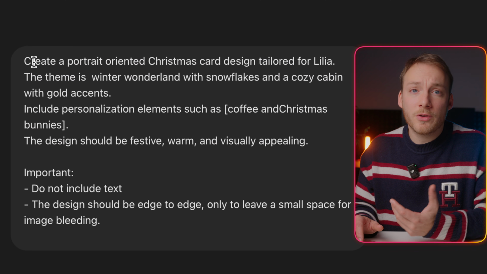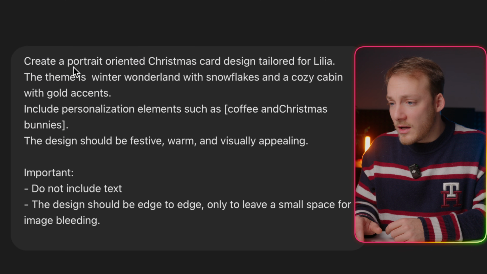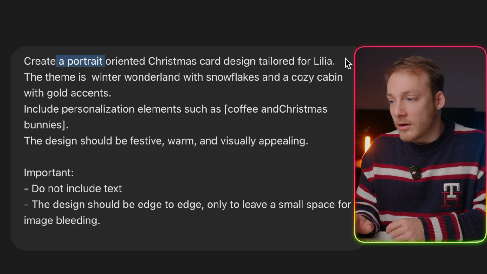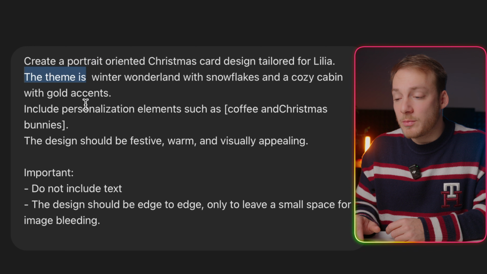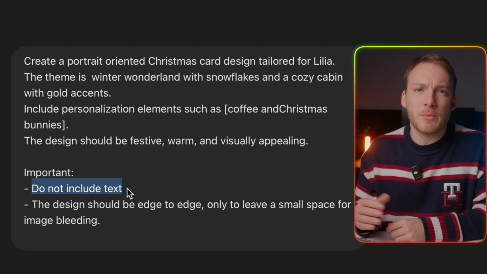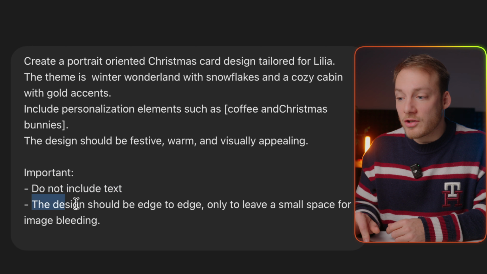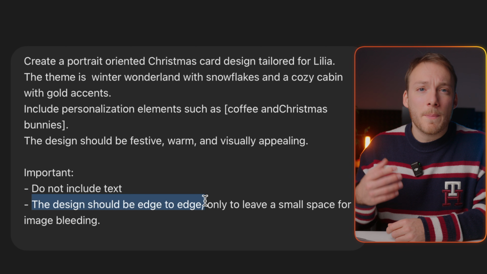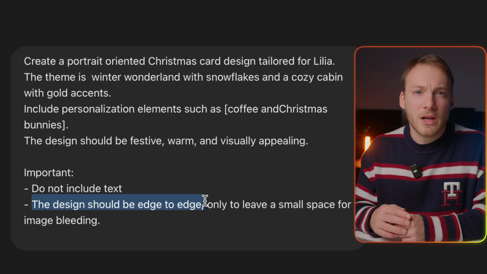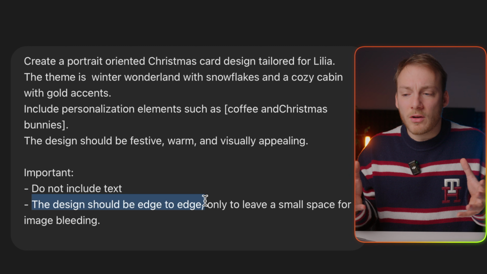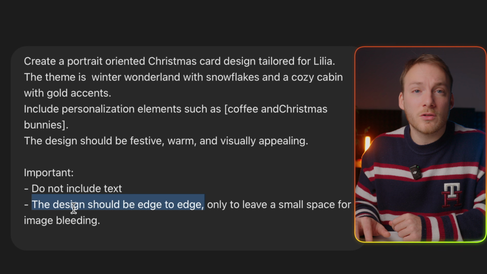And when we look at the prompt, you can change it in order how you like it. So instead of portrait, you can use landscape and you'll tailor this for another specific person. You can mention the theme of the card and specific elements that need to be included. But what is important, I always say do not include text because I still feel that ChatGPT is not really good at including text in its images. And the design should be edge to edge because otherwise ChatGPT will be very creative and you will get an image placed on top of something. But we want to use this for a card.